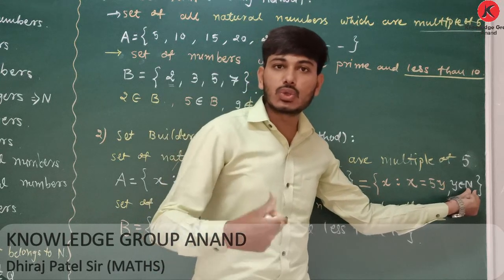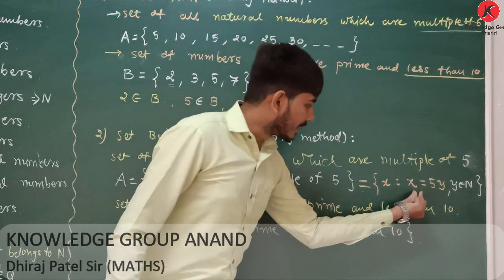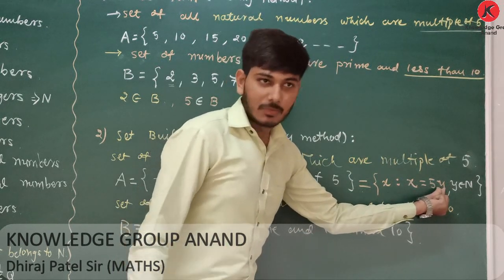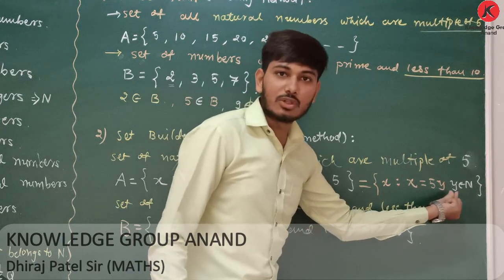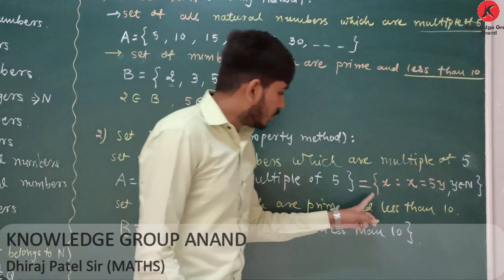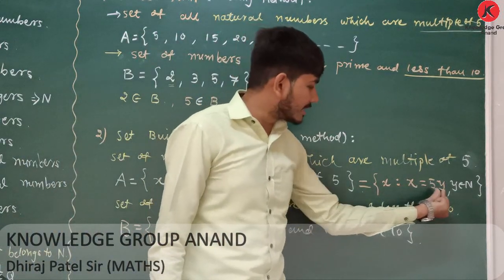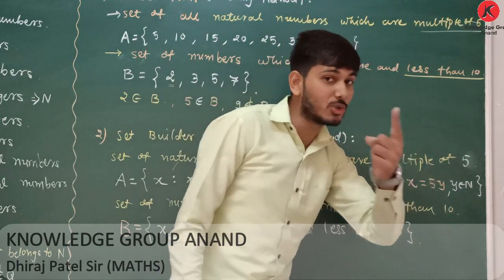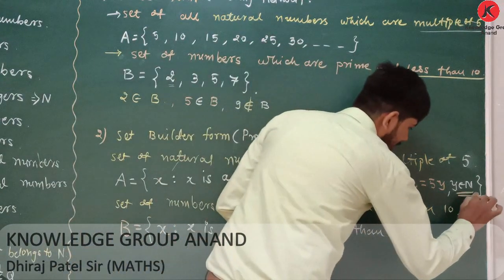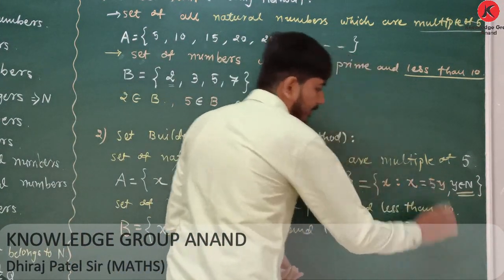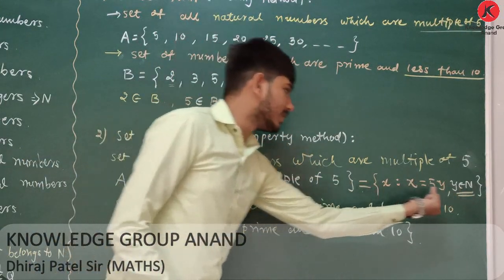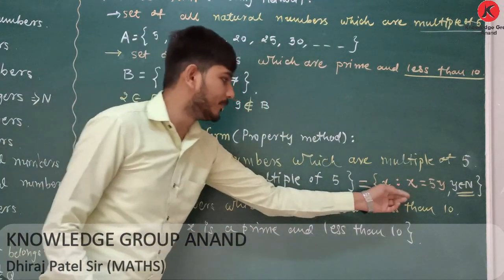That means 1, 2, 3, 4, 5. We are getting x equals 5 into 1, 5; 5 into 2, 10; 5 into 3, 15; 5 into 4, 20; 5 into 5, 25. Therefore, we get this set in listing method. Therefore, we can also write x such that x equals 5y where y belongs to N. This is the most important condition because we have to write natural numbers that are multiples of 5. We can also represent this set in this form.